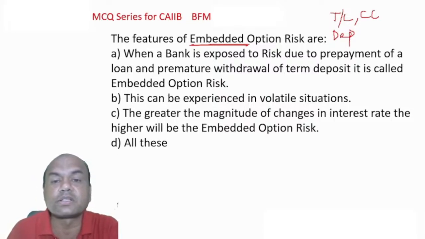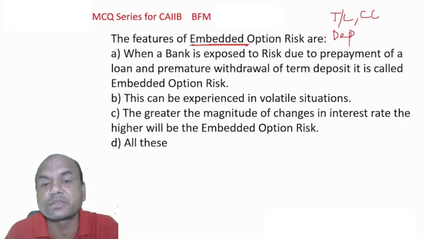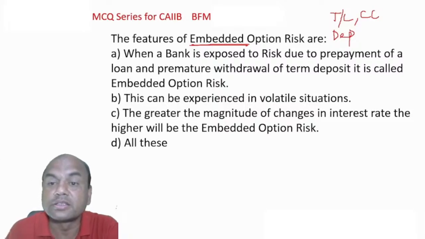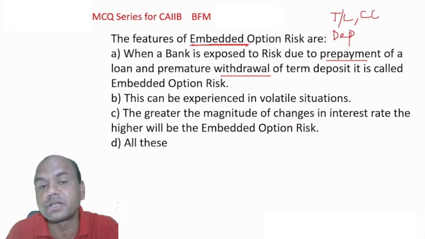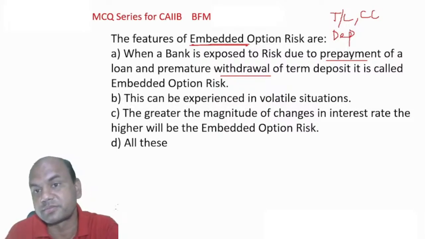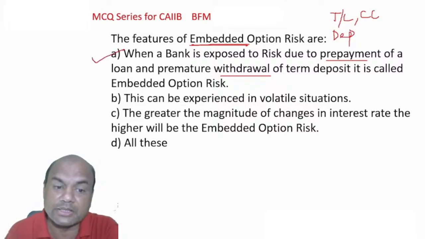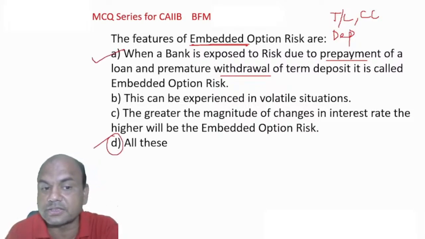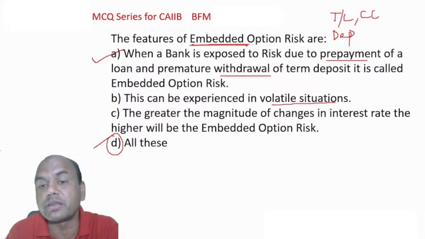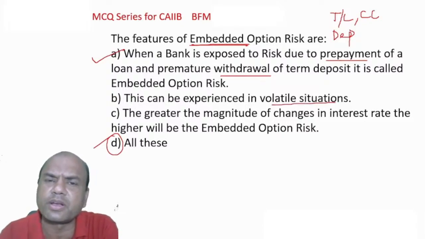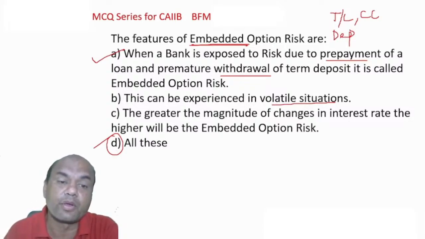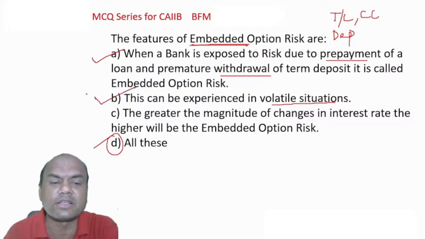So which are the features of embedded option risk? When the bank is exposed to the risk due to prepayment of loan or premature withdrawal of term deposit, it is called embedded option risk. Just now I told you the same, right? So A is the answer, but there is an option of all of these also. Check this now. This can be experienced in volatile situations. Volatile means too much changing rate of interest. This generally happens in volatile situations. So B is also the answer. So obviously now D will be the answer.